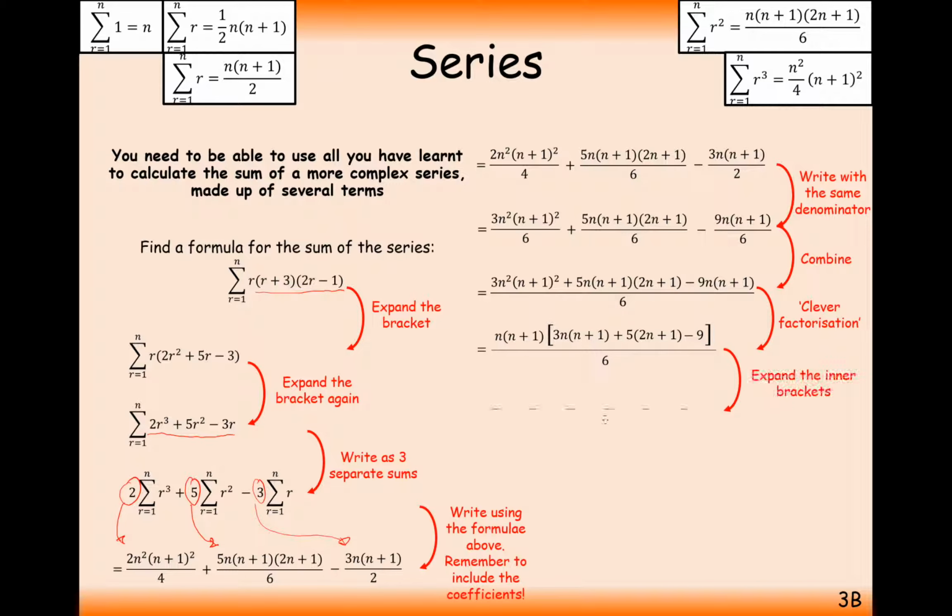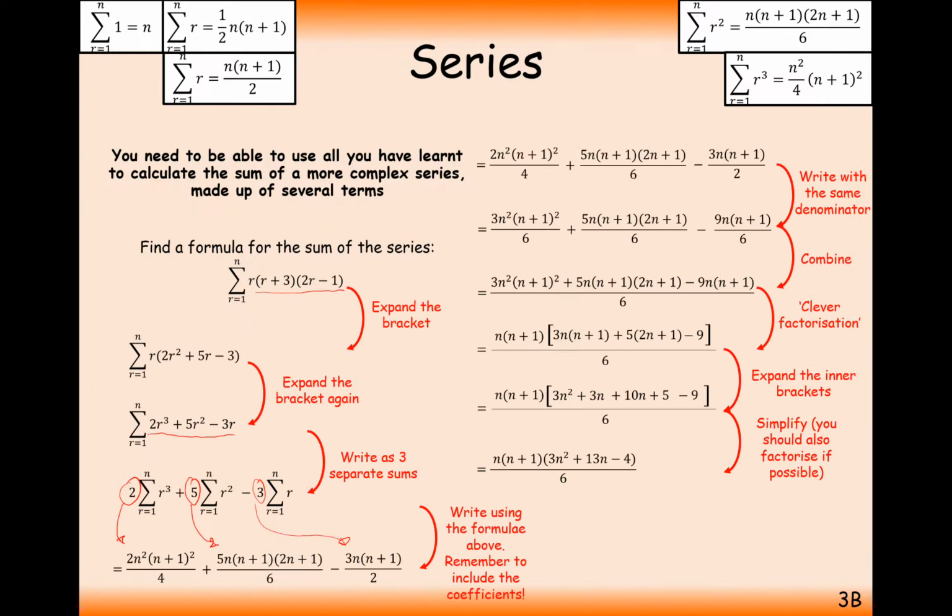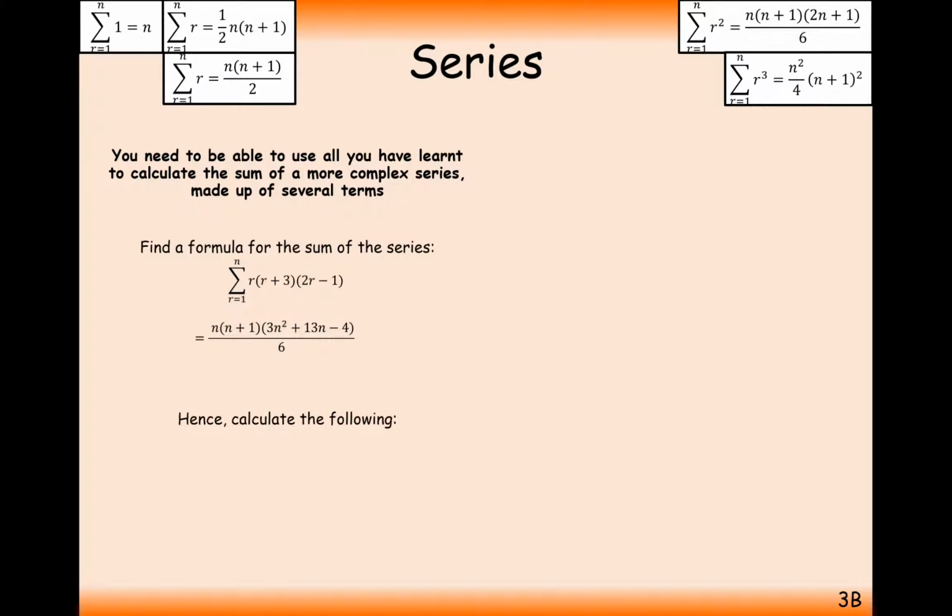Let's now group together everything we have inside that squared bracket and simplify it all together. And it looks something like this. Our final answer is (n plus 1)(3n squared plus 13n minus 4) all over 6. Okay, so that's quite a tricky formula there.